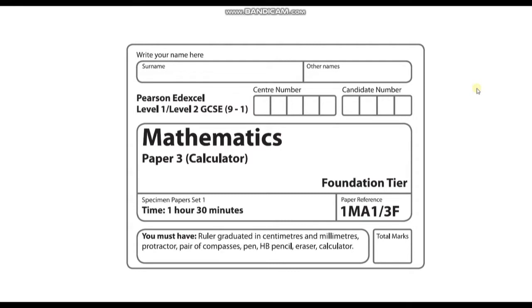So this is the third paper in this series and it's a calculator paper.